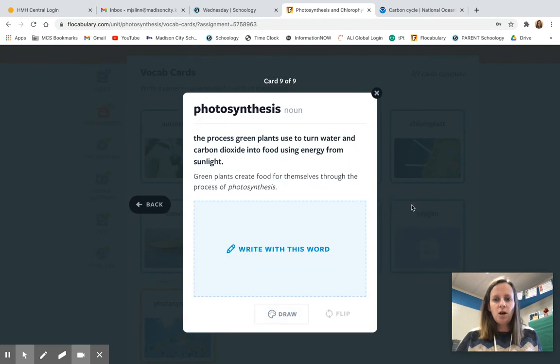So we're going to write and draw. Photosynthesis is, now hopefully you know a lot about photosynthesis now that we've been studying it for a couple weeks, the process green plants use to turn water and carbon dioxide into food, which is the glucose, using energy from sunlight. Green plants create food for themselves through the process of photosynthesis.